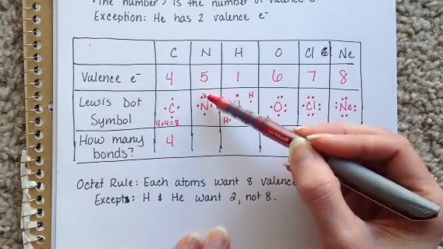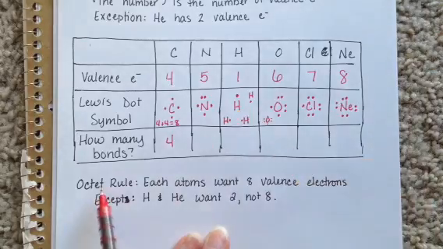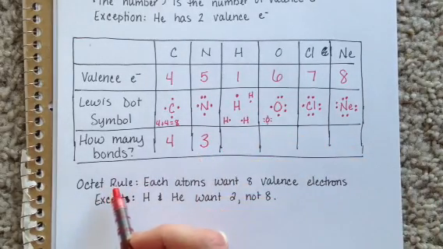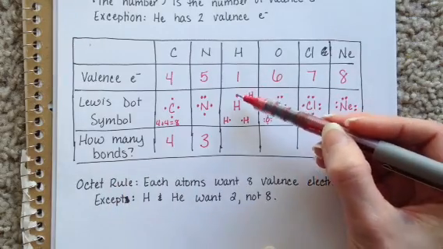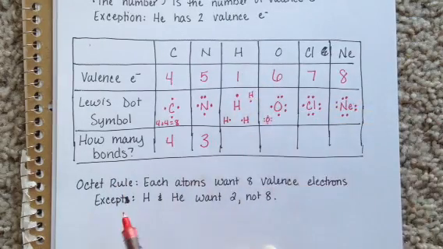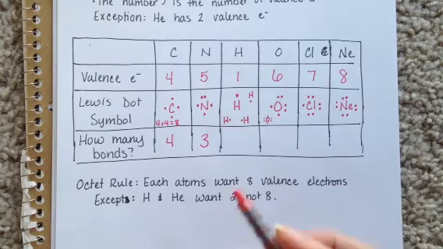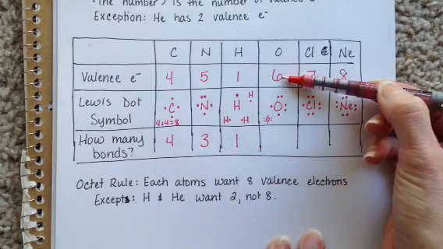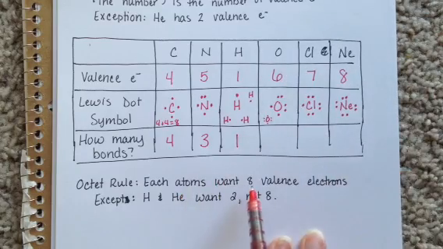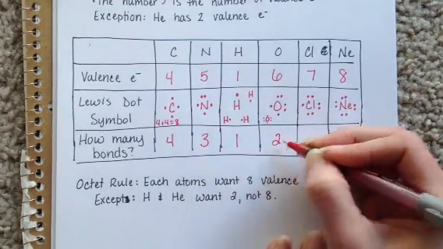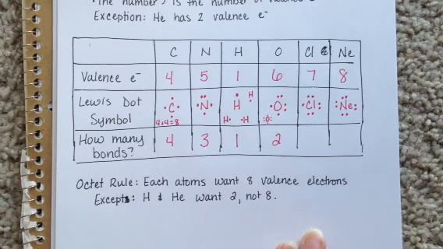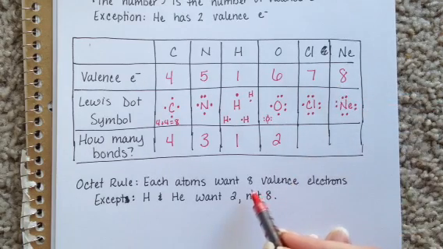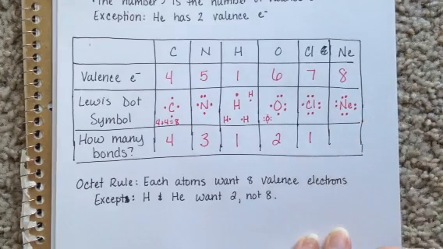Nitrogen has 5 valence electrons. It wants to have 8, so it's going to form 3 bonds to get itself up to 8. Hydrogen has 1 valence electron. It wants to have 2, so it's going to form 1 bond to get itself up to 2. Oxygen has 6 valence electrons. It wants 8. It needs 2 more electrons, and it's going to form 2 bonds to get those 2 electrons. Chlorine has 7 valence electrons. It wants 8. It's going to form 1 bond.